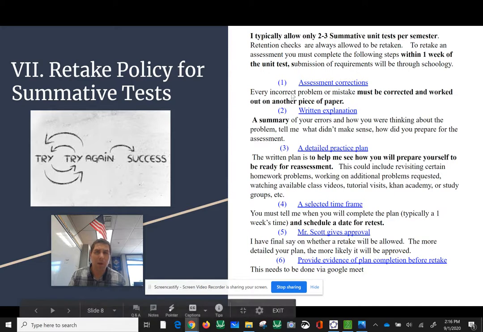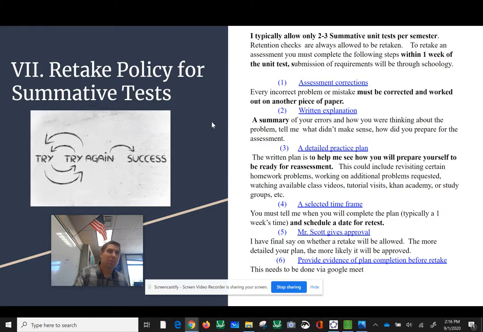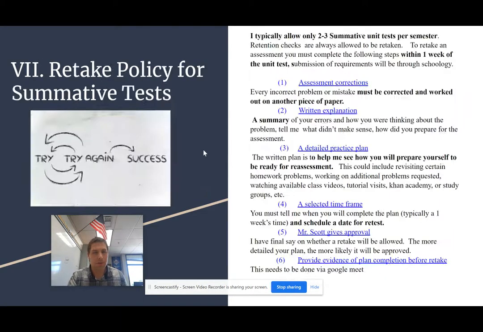The other thing is we'll allow retakes for the unit tests. I typically allow only 2 or 3 retakes per semester. The reason for that is we don't want students to rely on the retakes, but I also recognize not every kid learns at the same speed. So if there's a concept that makes little sense by the time the unit test comes around, then let's address that. Let's work through it and get you ready to retake that particular learning target or concept. That is the purpose for the retakes: to give that safety net, this opportunity for students to relearn.